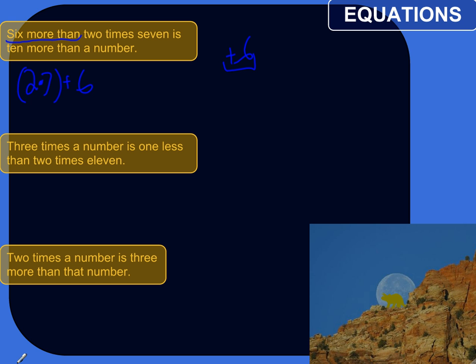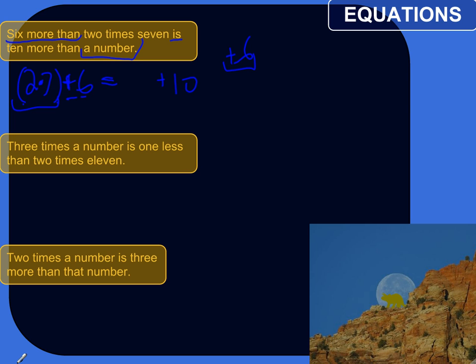And I'm just putting this in parentheses to emphasize the correct order of operations, that you would do the multiplication before you do the addition. You don't have to put the parentheses. I was just doing that because I thought it'd be clear. Okay, 6 more than 2 times 7 is, that's where the equal sign goes, 10 more than, so we're going to be adding 10. 10 more than a number.